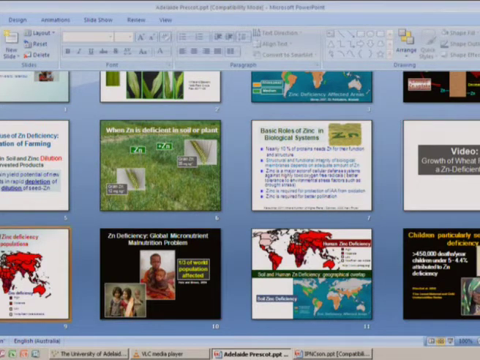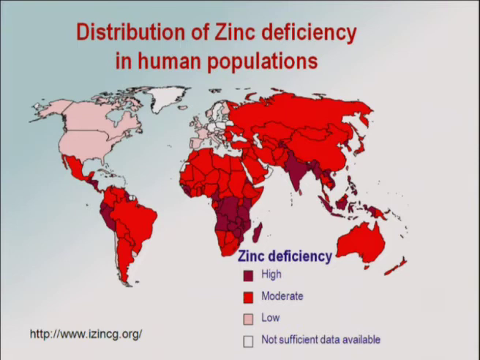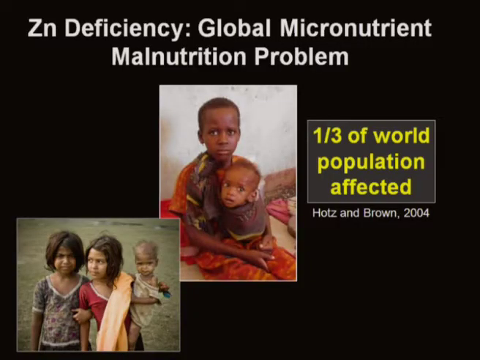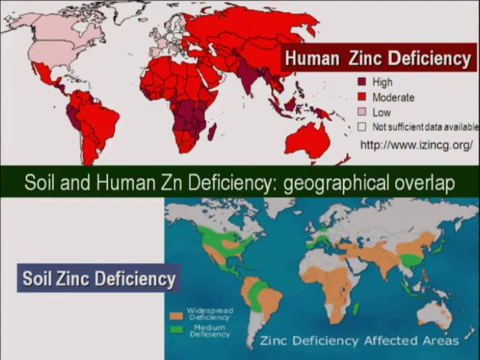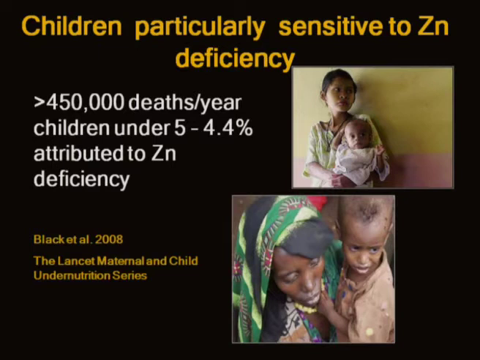And we know that zinc deficiency is also a well-known problem in human populations. Up to one third of the world population, 2 billion people, is affected by zinc deficiency globally, particularly in developing countries, where we have this zinc deficiency malnutrition problem. Children are particularly susceptible to zinc deficiency. One report published in Lancet showed that 450,000 children under 5 years old die just because of zinc deficiency.